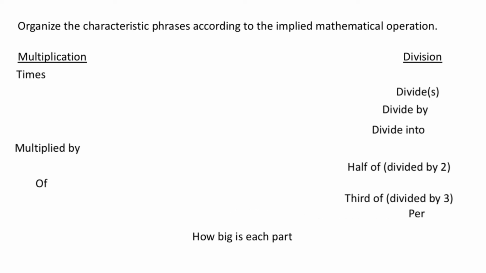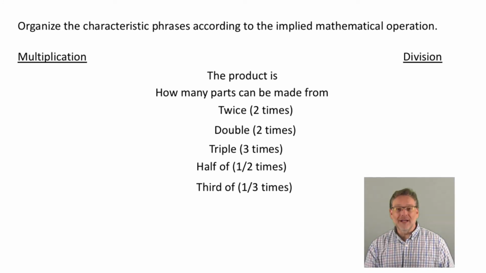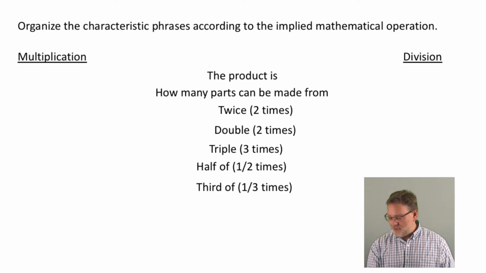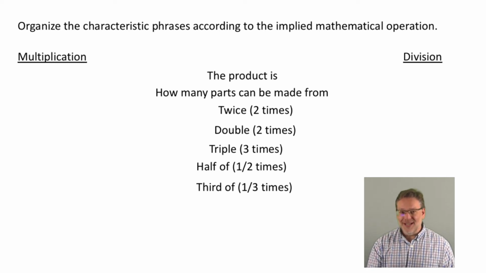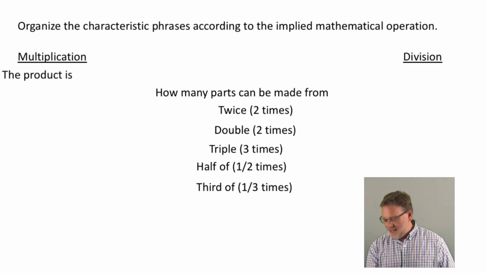How big is each part? Well, that's also division. When we're talking about something going into something else, we're talking about parts making it into a whole. So if we take a whole and divide it up into a set of parts, how big is each part? That's a process of division, isn't it? The word "product" always indicates multiplication. How many parts can be made from? Well, if you're dividing something into parts, that's pretty indicative of division.